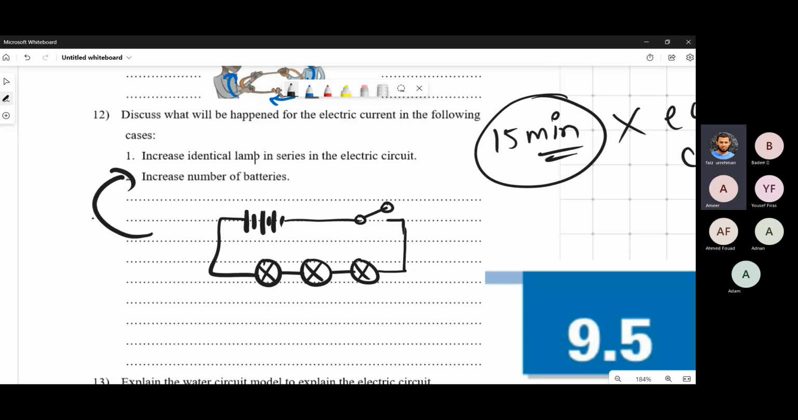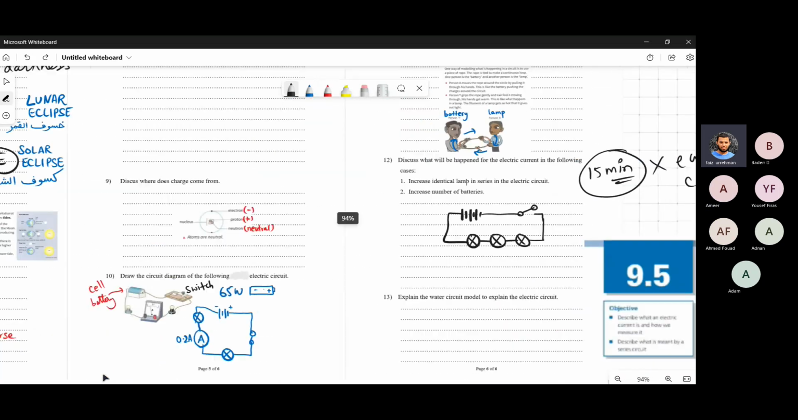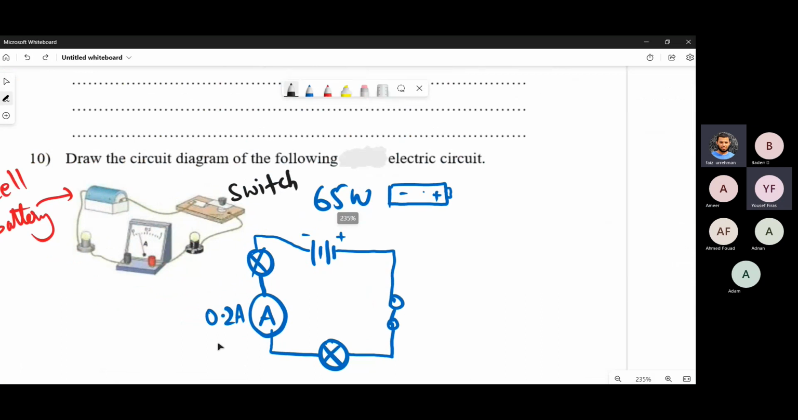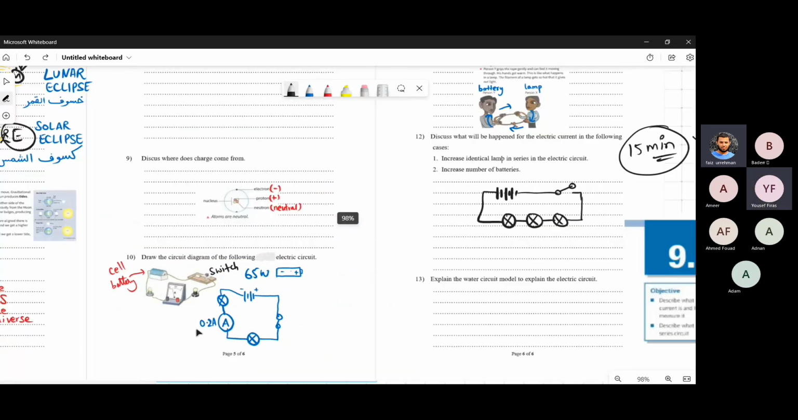Now, second case, increase the number of batteries. So batteries. There are cells of batteries, four batteries. What's the problem? The flow of charge will increase. The lamps will be brighter. And if an ammeter is connected, what can you see as the difference? The amperes will be higher. The reading will go up. For example, it was previously 0.2, now it might be 0.4 or 0.3, something like that. So it will increase.